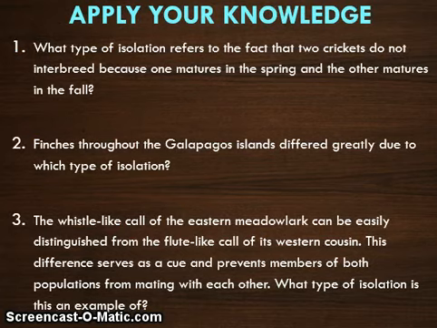Let's apply your knowledge now. So number 1 says, what type of isolation refers to the fact that 2 crickets do not interbreed because one matures in the spring and the other matures in the fall? Take a minute and answer that one.